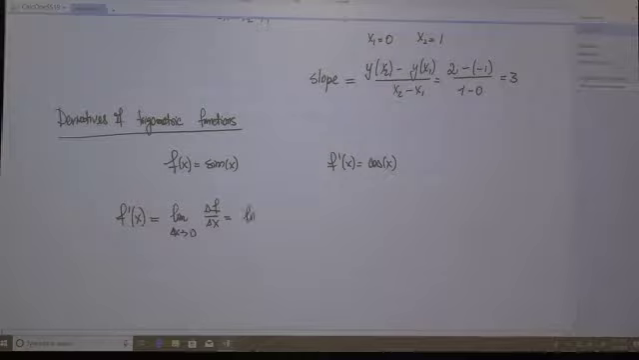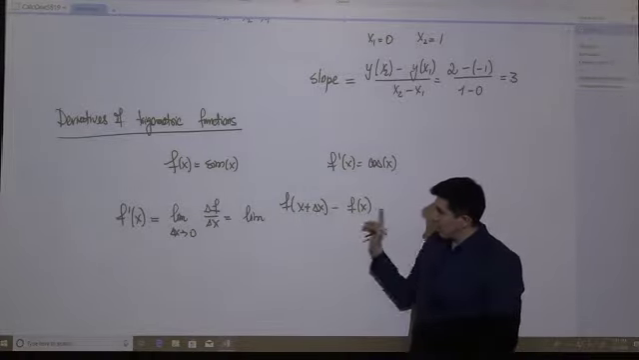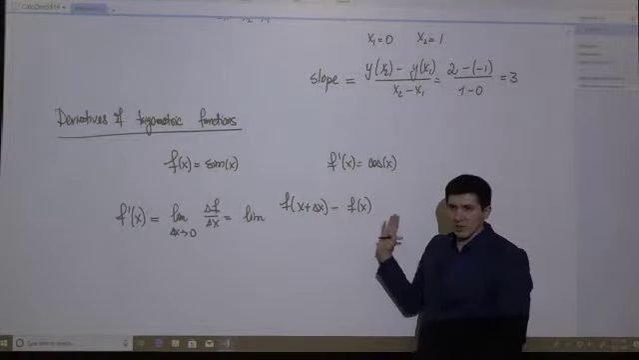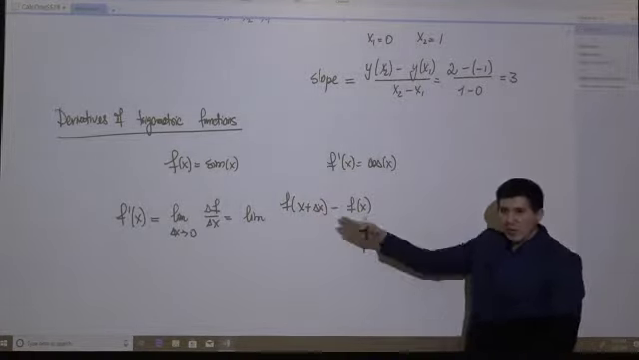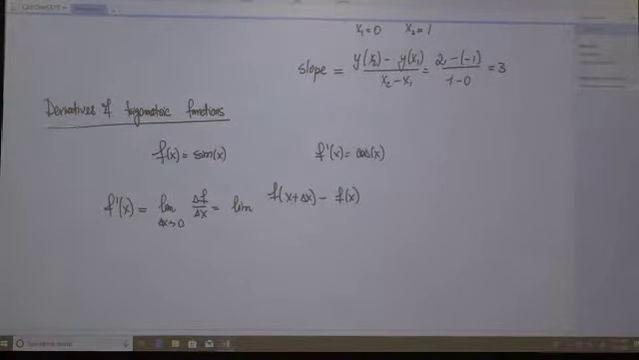So the limit of, what was delta f? It is f at the point x plus delta x minus f of x, right? This gives you delta f, so basically the difference of how your function has changed between these 2 points, divided by delta x, where delta x goes to 0.